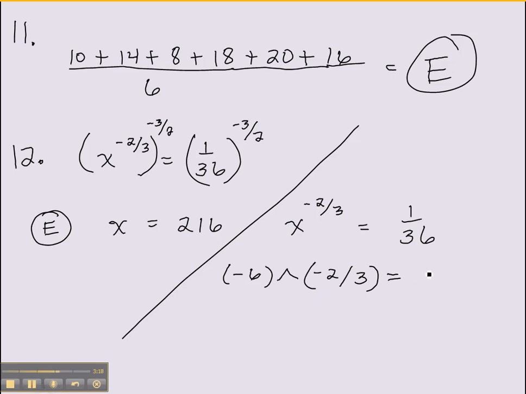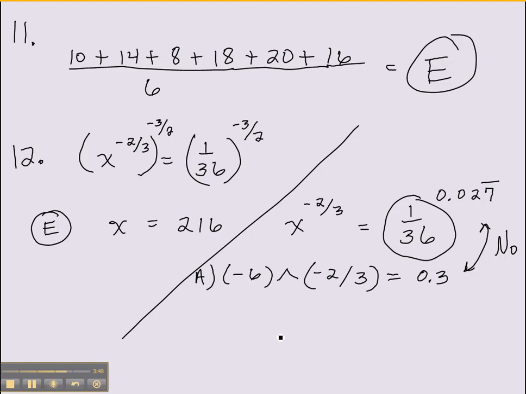Now this needs to be compared with the decimal equivalent for 1/36, which is 0.027 repeating. So no, the answer is not choice A. You can just go down and substitute them into your calculator and eliminate the bad answers.